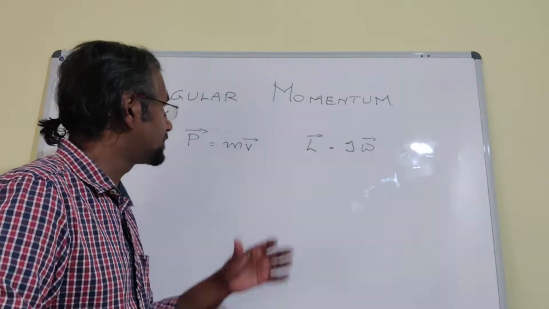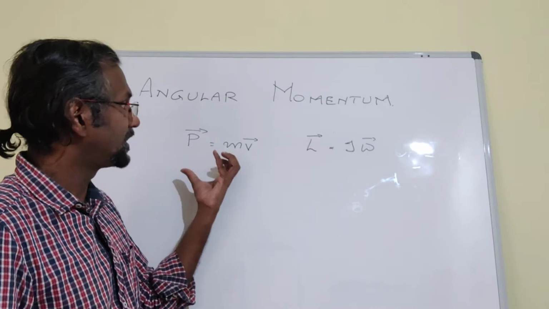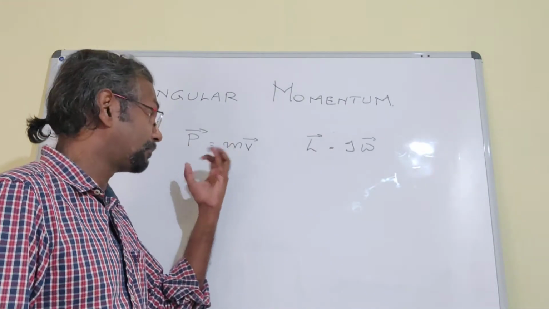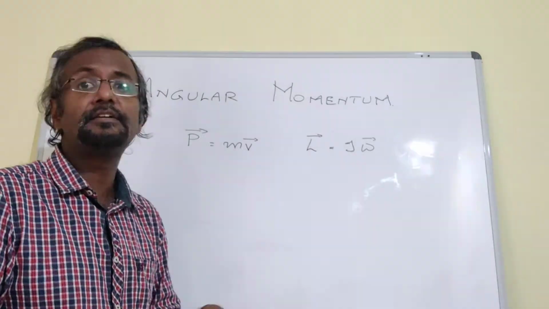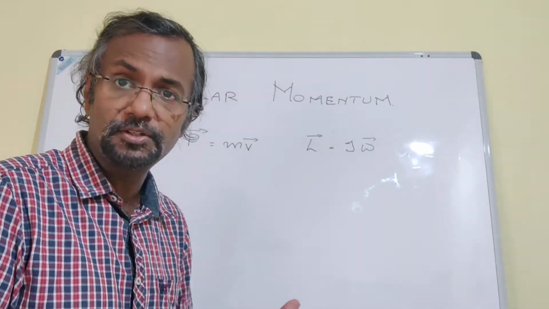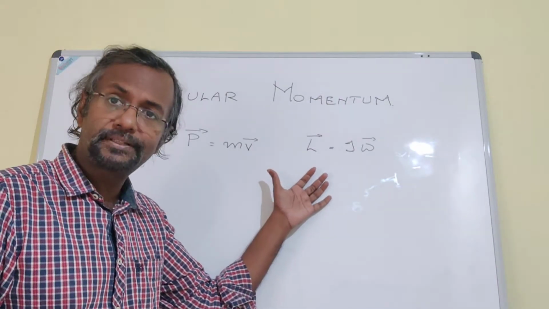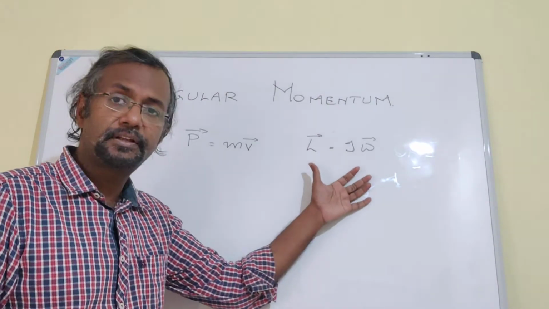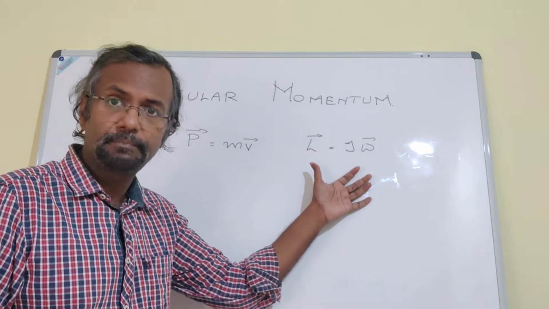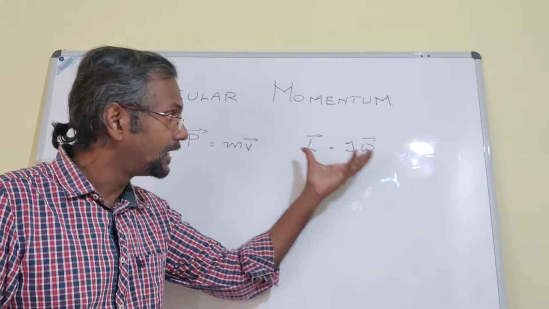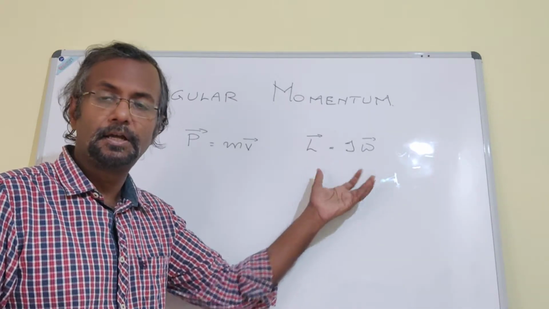And we know that when we used momentum, the sign was in the direction of velocity. It's a vector quantity. Angular momentum is also a vector quantity, and it is given by the direction of omega, right? So this is how we measure angular momentum, right, in rotational motion.